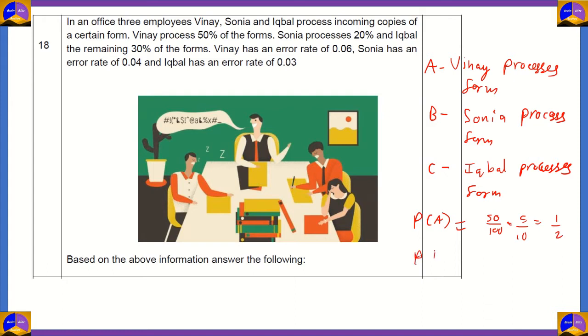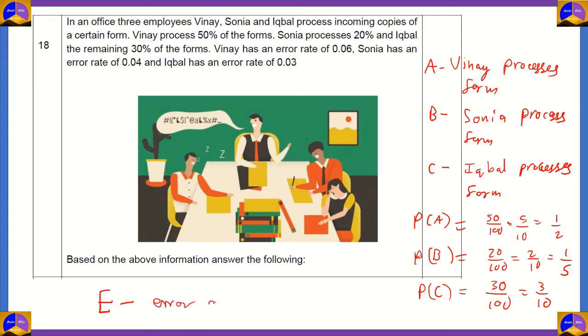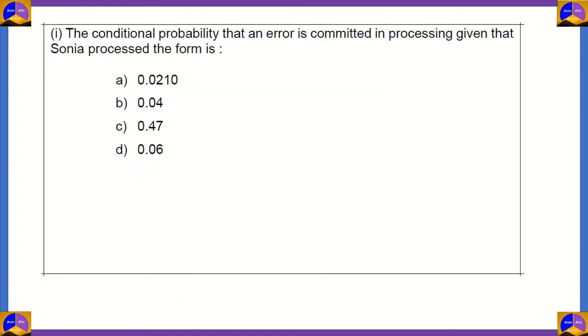I'll just write all of these values because all of these will be very important. P of B is 20 by 100. This is for Sonia. That is 2 by 10, which can be written as 1 by 5. And P of C, that is for Iqbal, it'll be 30 by 100, which becomes 3 by 10. So these are the probabilities given. And then we can identify one more event, that is E, as the event where an error occurs in the form. So now let's go and answer the following questions.